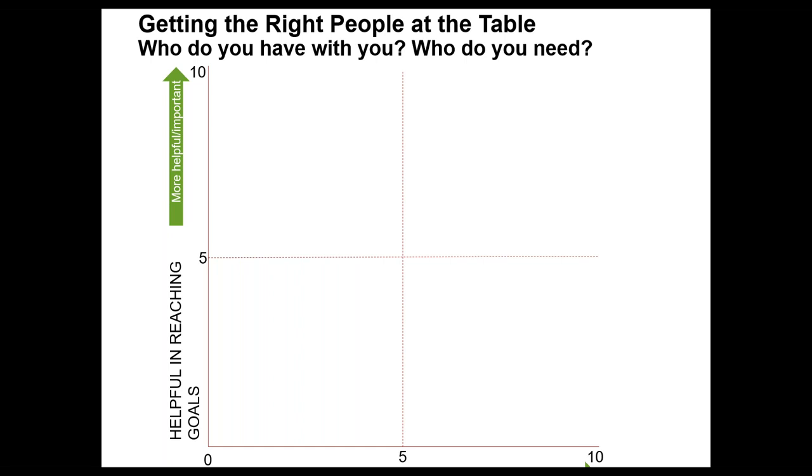And then on the vertical axis, helpful. So that's power, influence, resources. How helpful are they or could they be in helping you to achieve your goals?